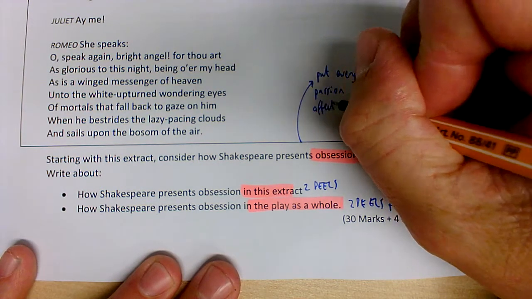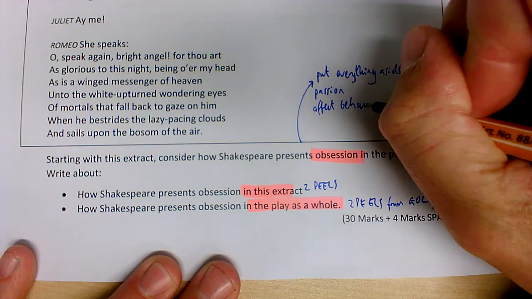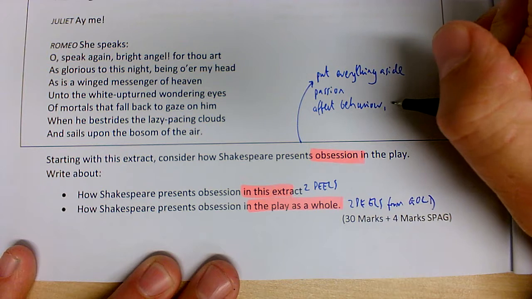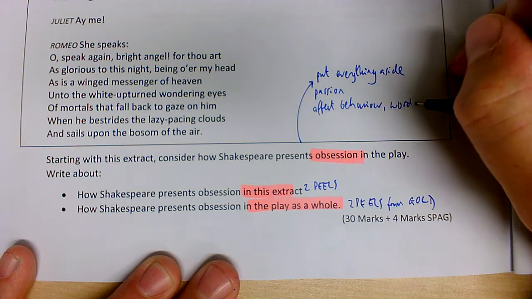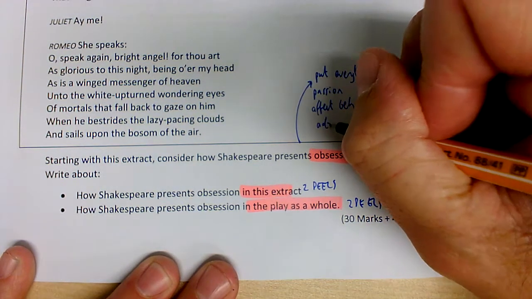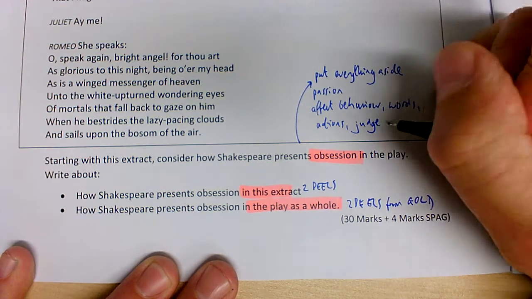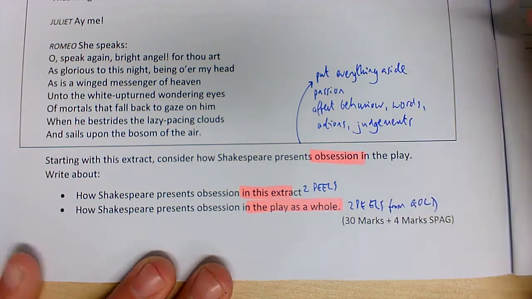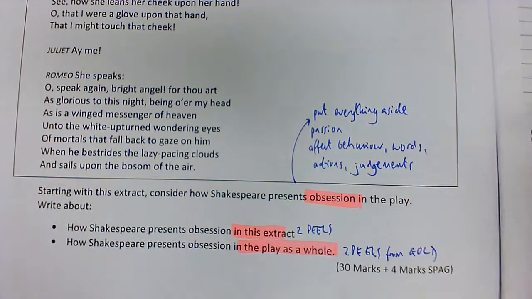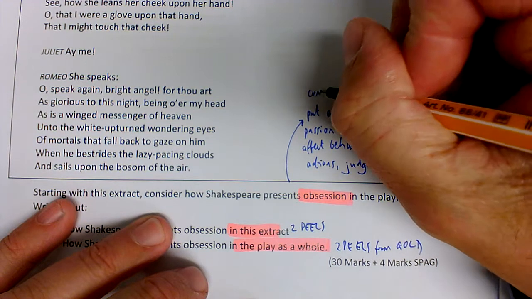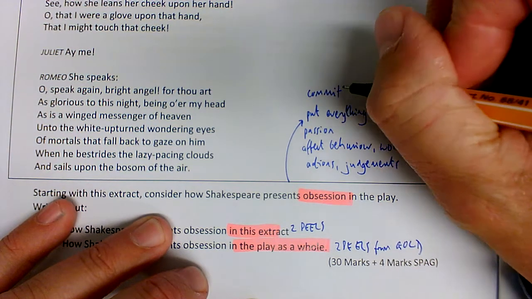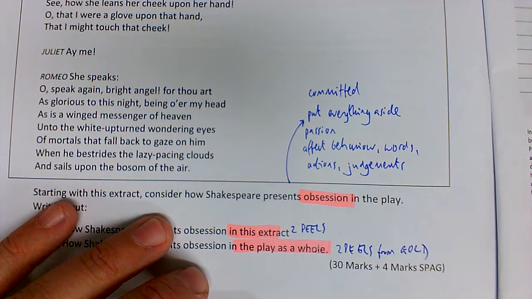Obsession can affect behaviour, and it can affect words, obviously actions, and of course judgments. You'll have to forgive my writing, it's not the most user-friendly. So we have those. If we're passionate about things, we might be committed to them. That's also a word that we could think about.